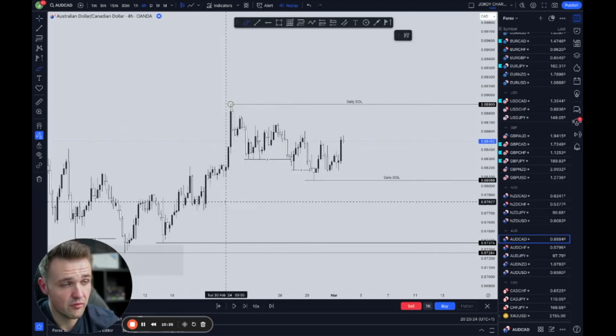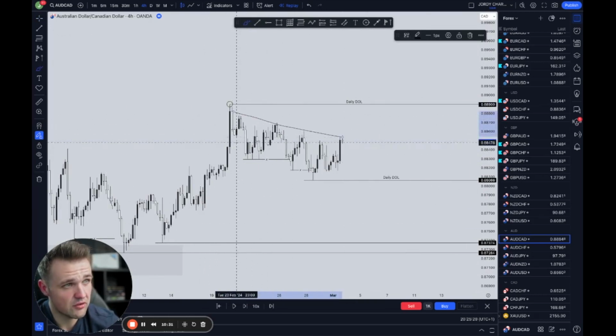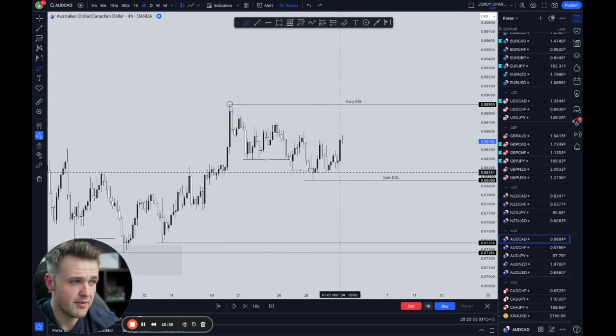Why? First off, we have the rally base rally. Then we have a very slow correction, almost like a bull flag. So that's also quite nice. But I don't trade patterns, of course, because I don't like patterns.